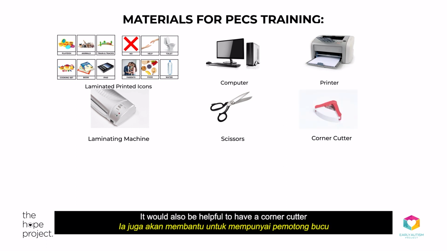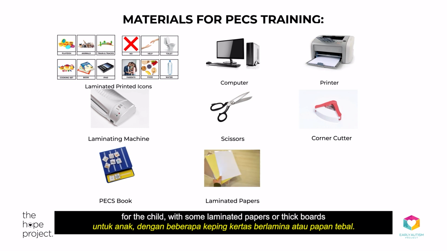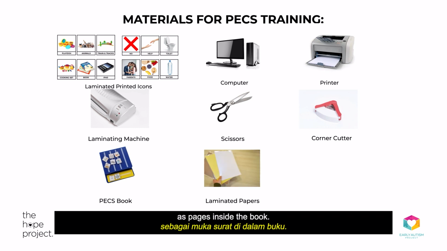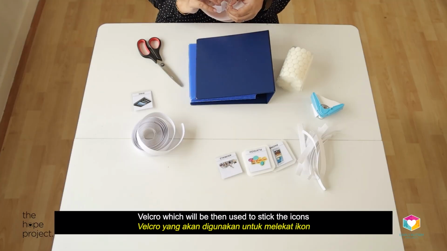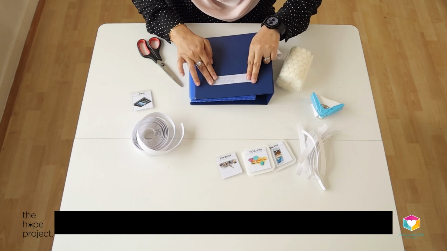It would also be helpful to have a corner cutter to cut the edges of the PECS icons to keep them child-friendly to our kiddos' hands. Safety first. You also need a PECS book, usually a hardcover lever file, which is an appropriate size for the child, with some laminated papers or thick boards as pages inside the book. Velcro, which will be then used to stick the icons on the pages and on the cover as well.